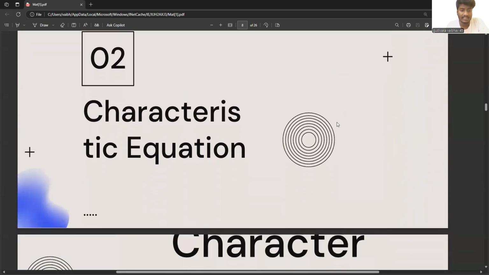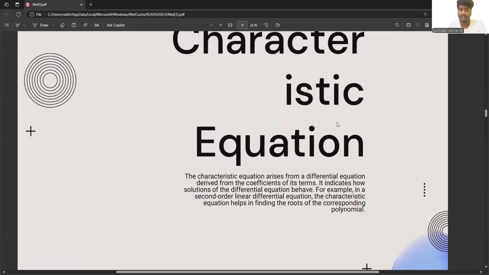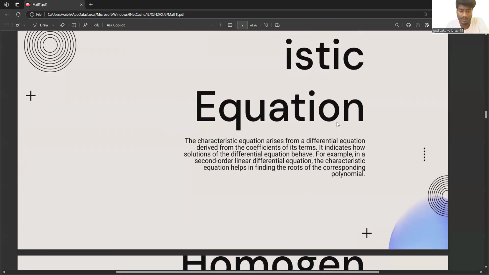Next, characteristic equations. The characteristic equation arises from a differential equation, derived from the coefficients of its terms. It indicates how solutions of the differential equation behave. For example, in a second order linear differential equation, the characteristic equation helps in finding the roots of the corresponding polynomial.